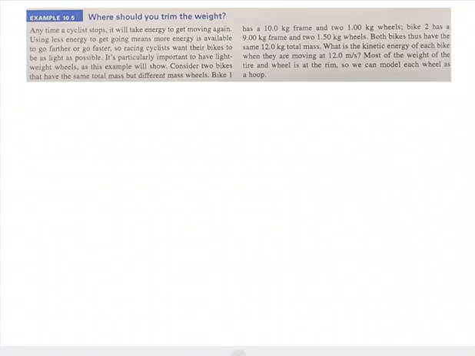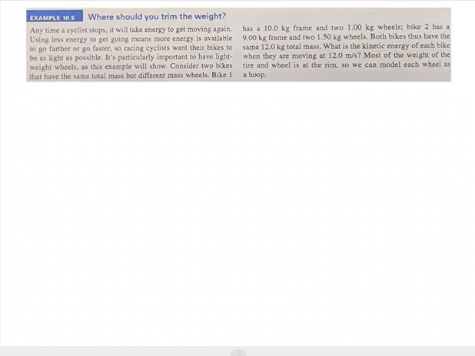All right, so anytime a cyclist stops, it will take energy to get moving again. You've all ridden a bike before. I think so. Using less energy to get going means more energy is available to go farther or go faster. So racing cyclists want their bikes to be as light as possible. It's particularly important to have lightweight wheels, as this example is about to show.